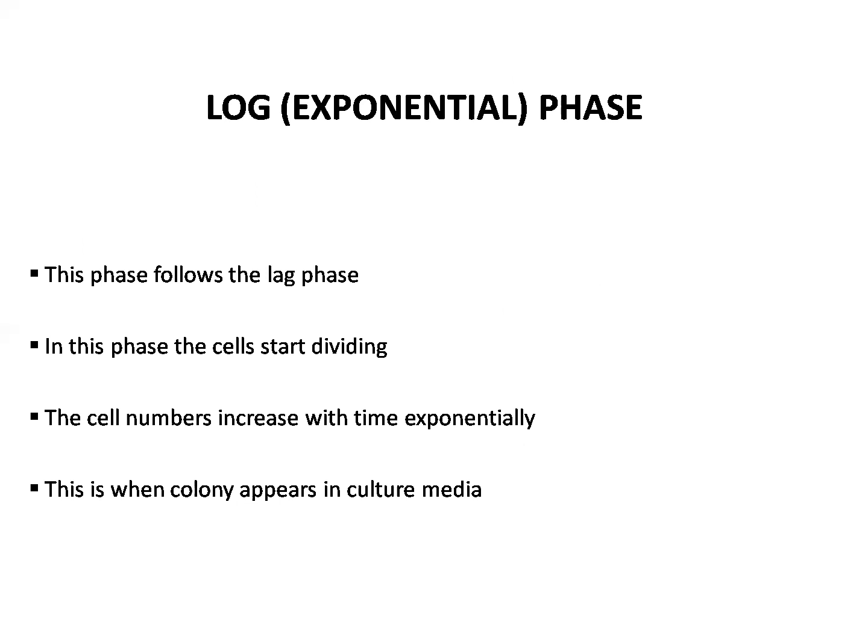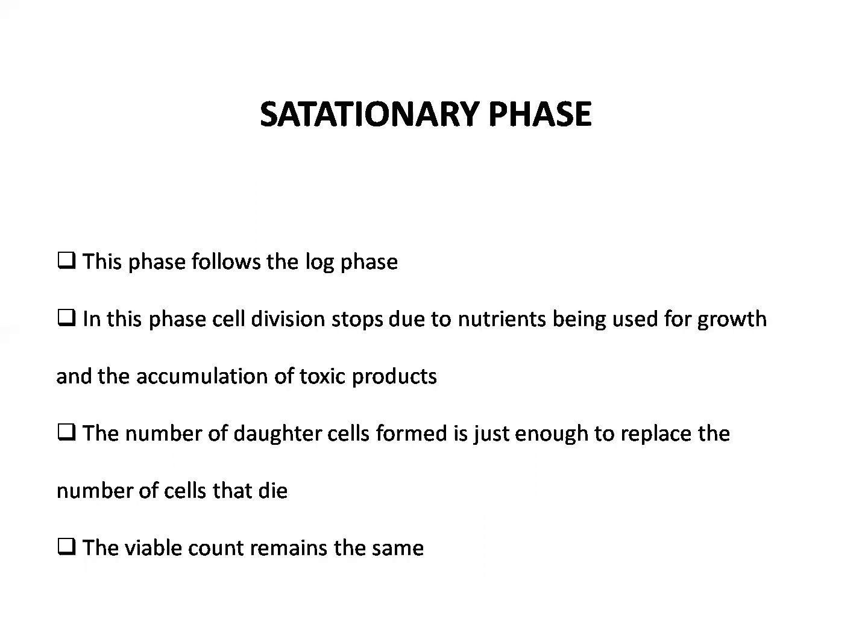Log phase or the exponential phase. This phase follows the lag phase. In this phase, the cell starts dividing. The cell number increases exponentially with time. This is when colonies appear in culture media. The stationary phase. Sorry about the fact that the stationary spelling is a mistake here. Please do correct it. This phase follows the log phase.